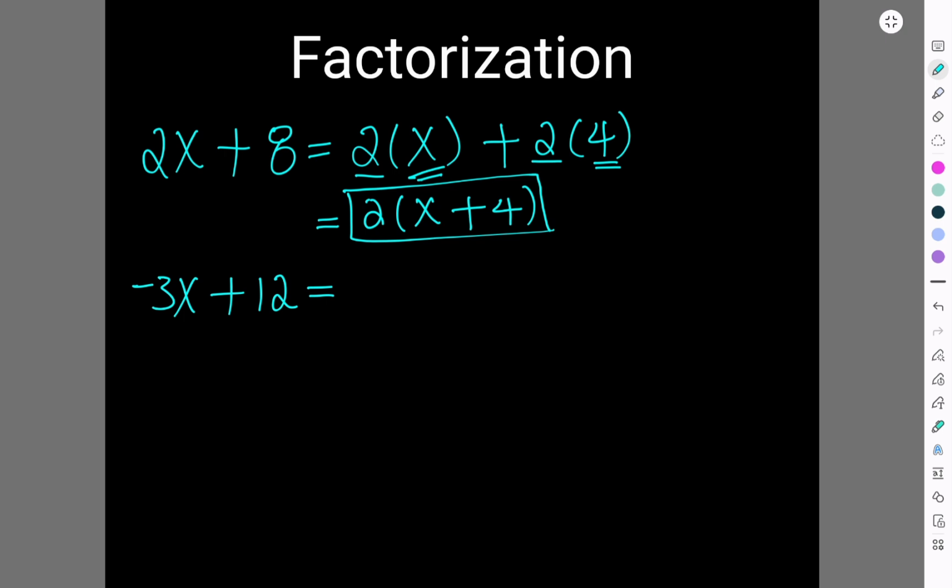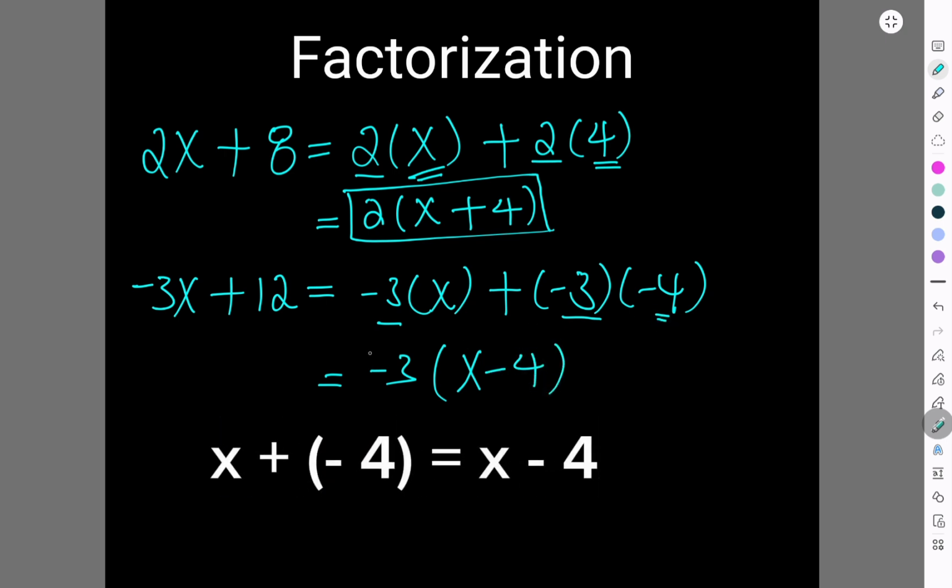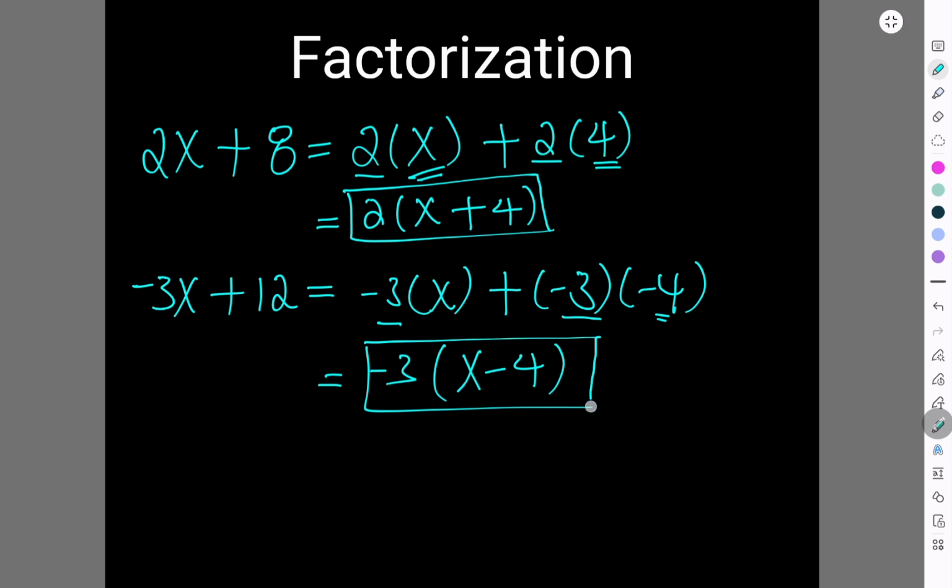Similarly, minus 3x plus 12: we can write minus 3x as minus 3 multiplied by x, and plus 12 as what? Minus 3 multiplied by minus 4. Then we can see here minus 3 is common. We can take it out as a common factor. Then for the first term, x is left. For the second term, minus 4 is left. And then minus 3 multiplied by x minus 4 is the factorized form of minus 3x plus 12.